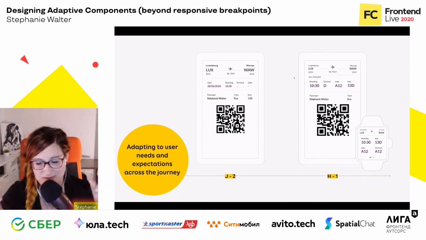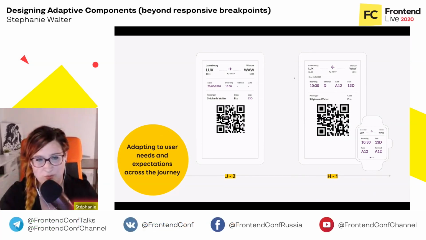And if we adapt the same exact component for a smartwatch, we could actually split this into 2 different sections. So you could have the same thing that I have here at the top displayed directly. And then when the user swipes, they get the QR code that they need to go through security checks and everything.